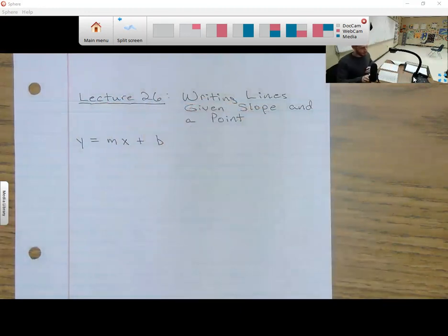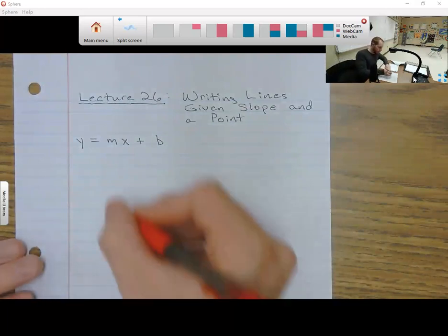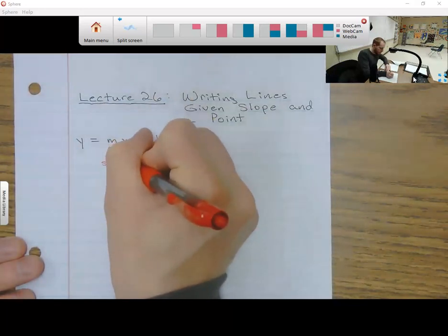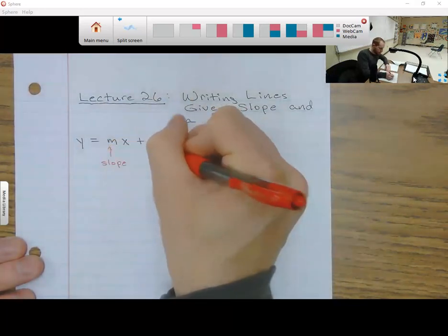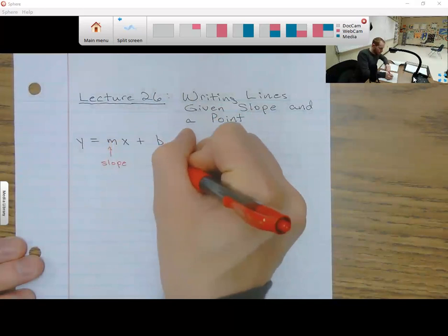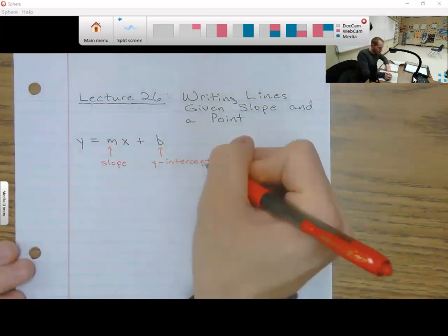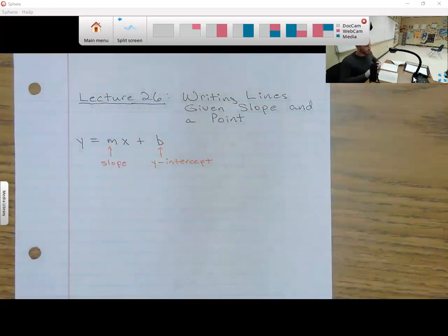Y equals mx plus b, right? The y and the x are going to be variables. We'll get to those later. But the two things that you do need to know is the m is going to stand for slope, and the b is going to stand for the y-intercept. Those are the two numbers that you need to know.